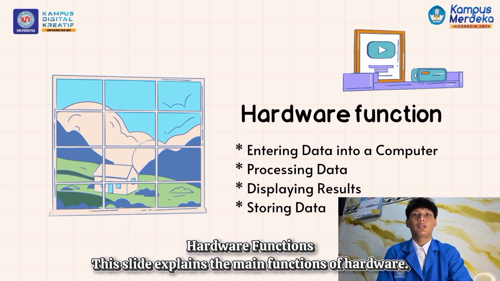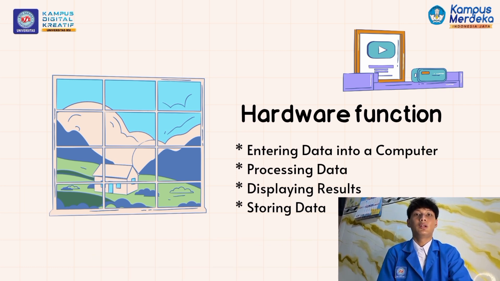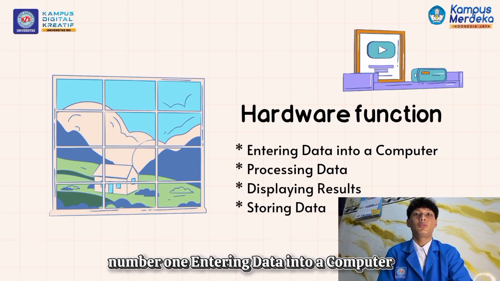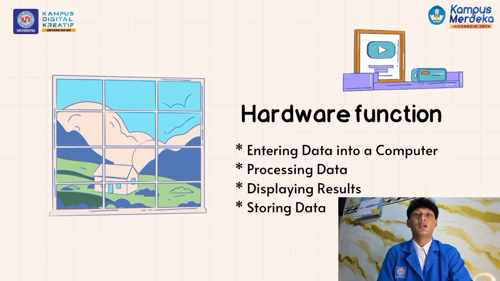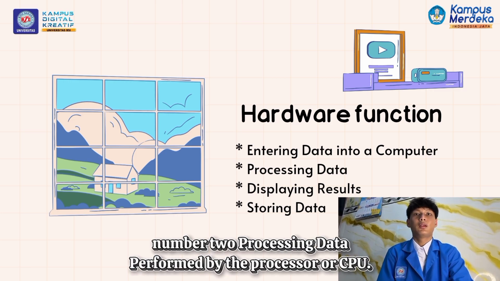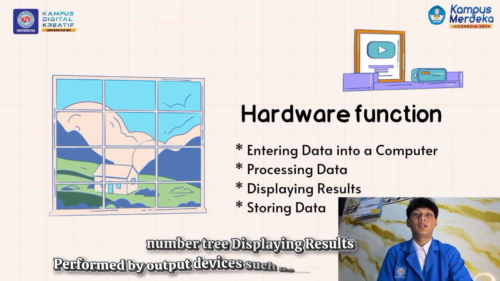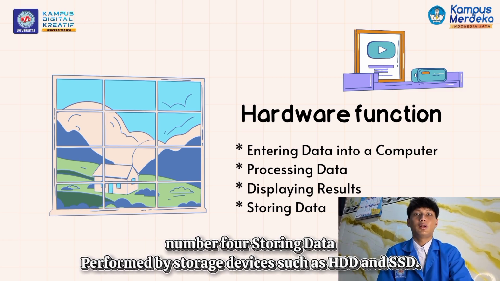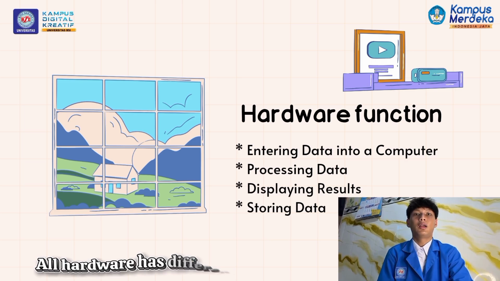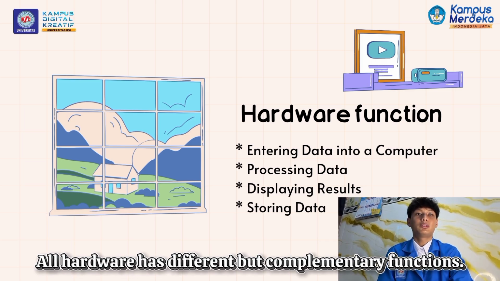Next slide, hardware function. This slide explains the main functions of hardware. Number 1, entering data into a computer, performed by input devices such as the keyboard and mouse. Number 2, processing data, performed by the processor or CPU. Number 3, displaying results, performed by output devices such as monitor and printer. Number 4, storing data, performed by storage devices such as HDD and SSD. Conclusion of this slide: all hardware has different but complementary functions.